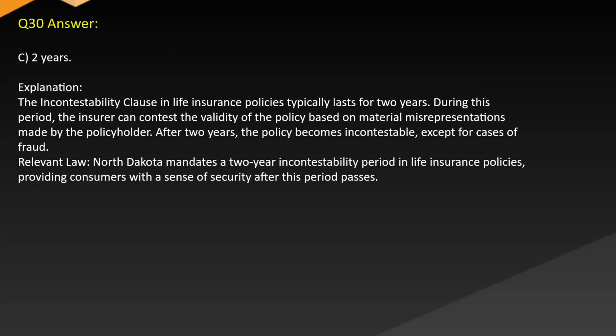Answer: C. 2 years. Explanation: the incontestability clause in life insurance policies typically lasts for 2 years. During this period, the insurer can contest the validity of the policy based on material misrepresentations made by the policyholder. After 2 years, the policy becomes incontestable except for cases of fraud. Relevant law: North Dakota mandates a 2-year incontestability period in life insurance policies, providing consumers with a sense of security after this period passes.